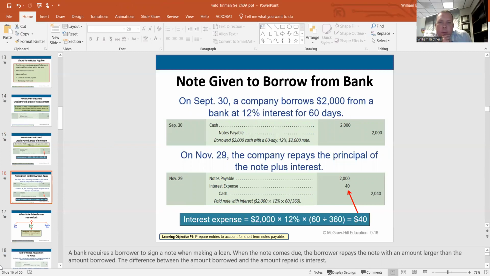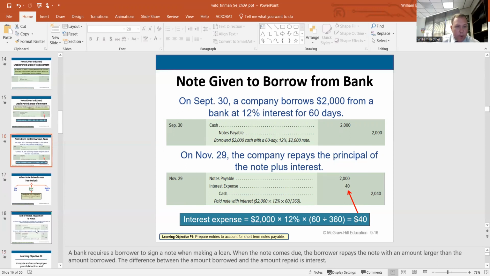Another example, note given to borrow from a bank. On September 30th, company borrows $2,000 from a bank at 12% interest for 60 days. So again, same rules apply. $2,000 times 12% times 60 divided by 360 is $40. So when I'm borrowing, when I pay that back, I'm going to debit the note payable for the amount of the original principal balance. I'm going to debit interest expense to recognize the interest, and then my credit is going to be a cash credit for the amount of both the note payable and the interest expense that we recognized. So there we go.